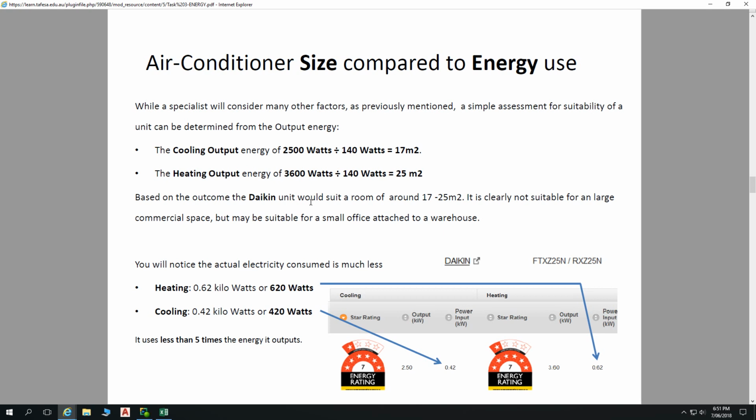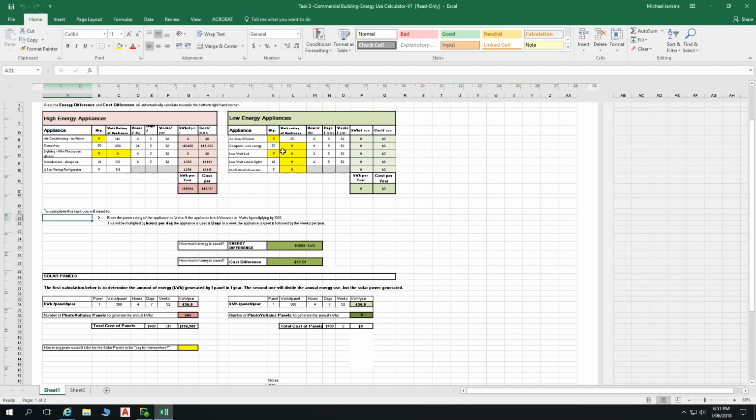So our various different systems. If we go back to our calculator, we've got a system. To produce 140 watts per square metre of output, our inefficient system is going to use 140 watts per square metre to produce that, whereas our energy efficient system is using 35 watts to produce that.